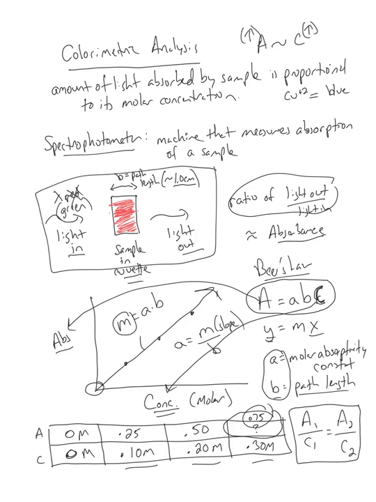So if you have a colorimetric problem, if I know the absorbance and concentration of one set, and I'm given a molarity or a concentration of some other value, I can easily use a proportion to figure out either the absorbance of that sample or its concentration.